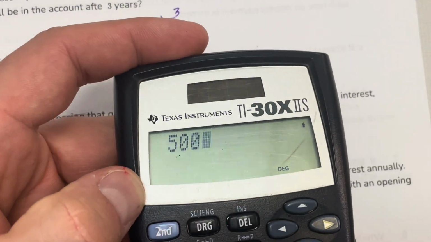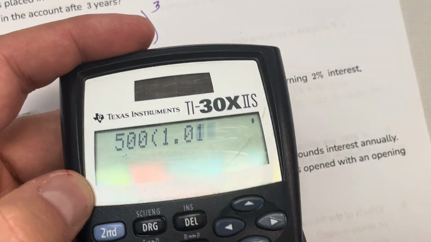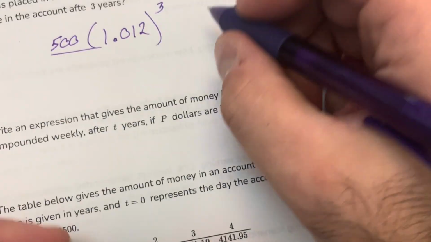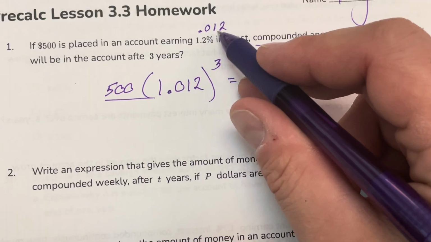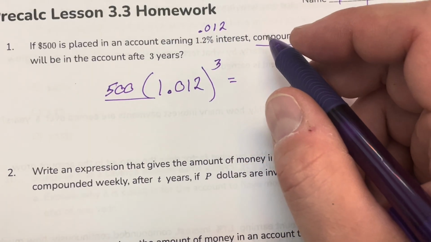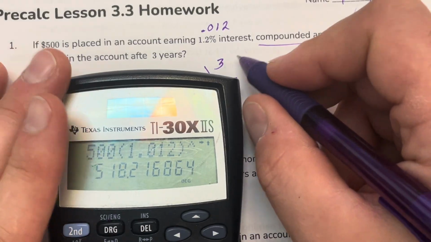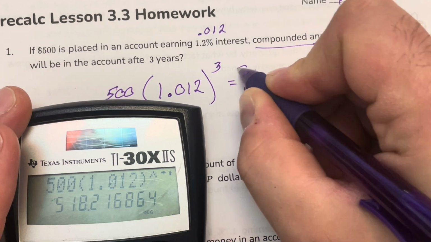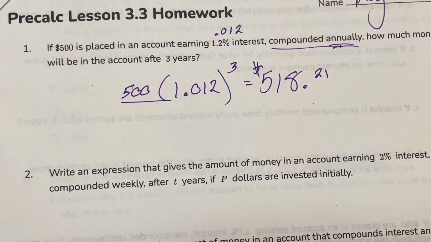So we're going to have 500. That's not getting raised to a power, but the part that is getting raised to the power is the 1.012. That's getting raised to the power of 3. So we left that in the account earning 1.2% interest, and after 3 years our account now has $518.21. It earned $18.21 in 3 years' time. That is crazy. It's like nearly nothing.